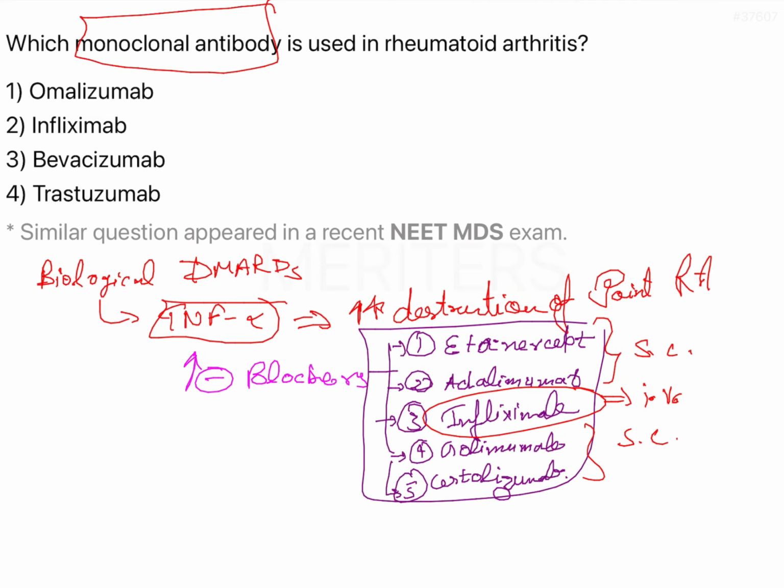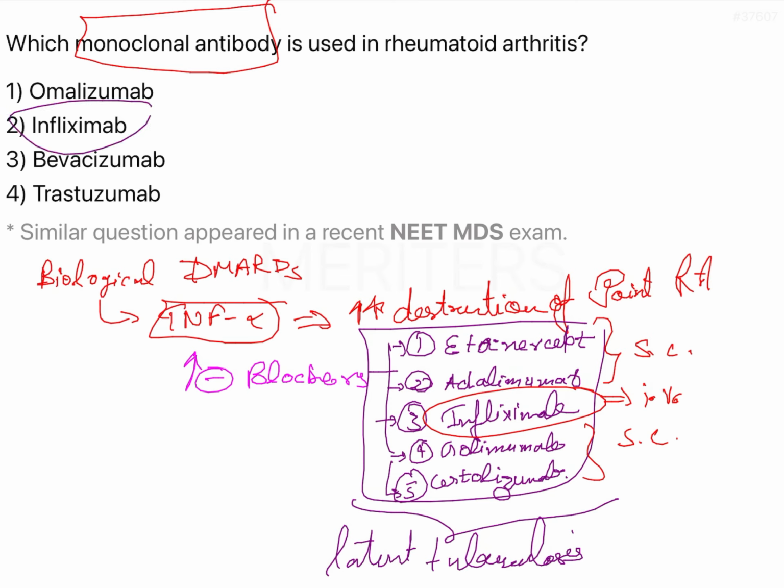And these drugs can cause the activation of latent tuberculosis. Now this is something that has been asked in PG exam, so you can just remember it. These drugs can cause the activation of latent tuberculosis. Now, this infliximab can also be given in other conditions like Crohn's disease, psoriatic arthritis, your Wegener's granulomatosis, and your sarcoidosis. So these are certain other indications of the infliximab.